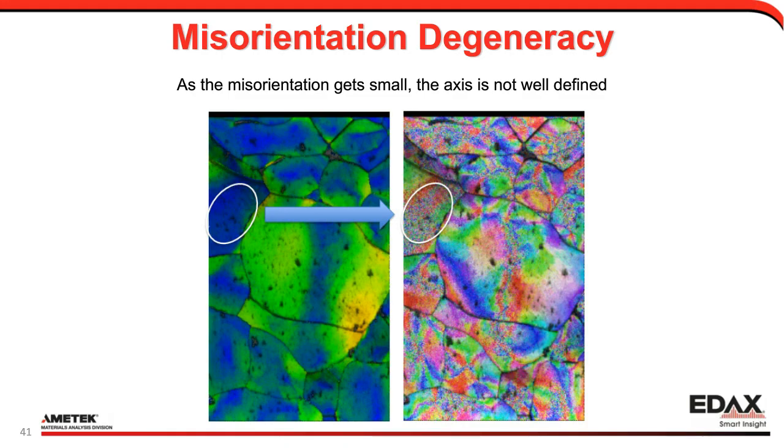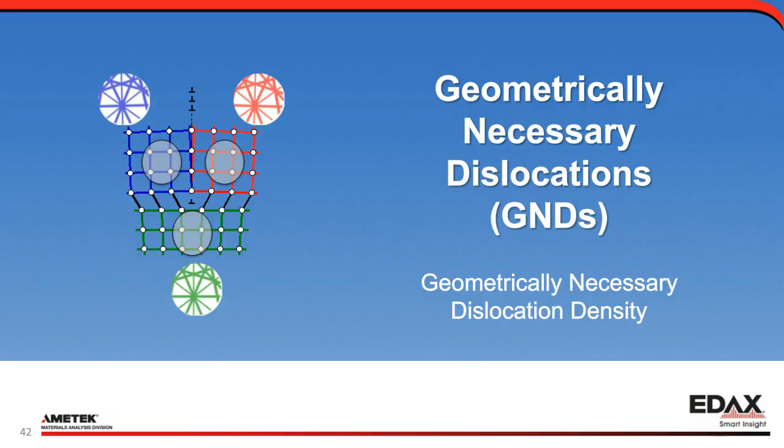And so we're kind of excited about this technique and seeing more and more people using it to examine the evolution of straining the material. So can we do something even more quantitative? Can we look at geometrically necessary dislocations?